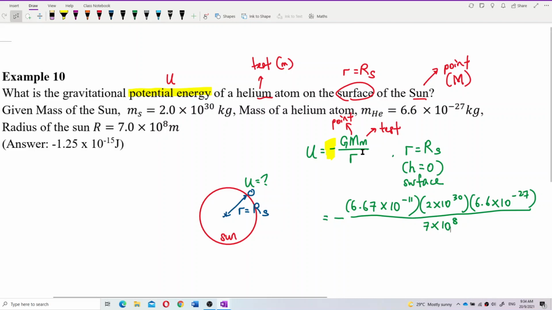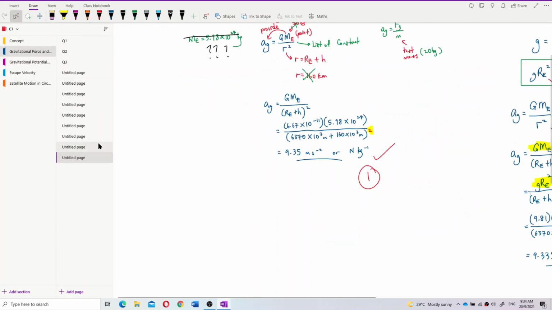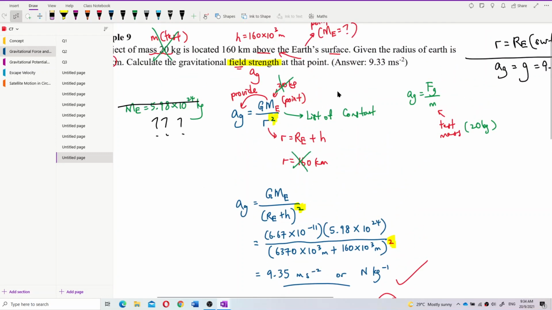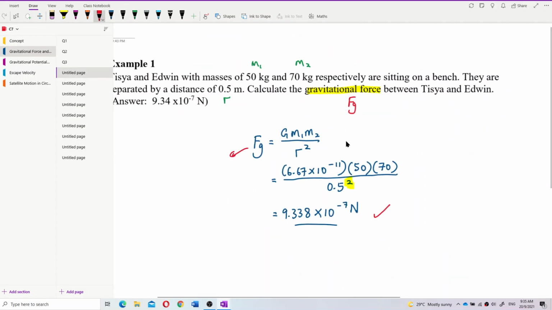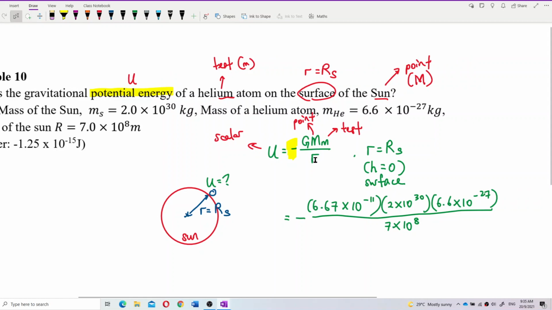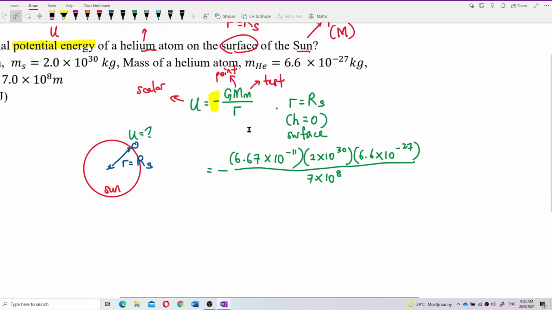Look here, there is no square. R does not have a square, because potential energy is a scalar quantity. If it is a scalar quantity, the R has no square. Not like before, when we learned about gravitational field strength, we have a square. For a vector, the R has a square. Even the force is also a vector, so the R has a square. But for a scalar quantity like U, the R has no square. Remember that.